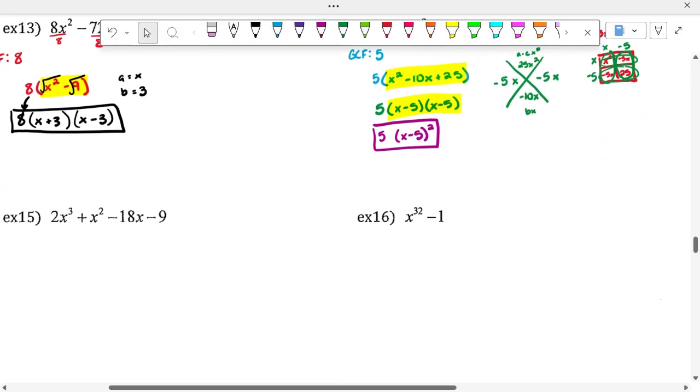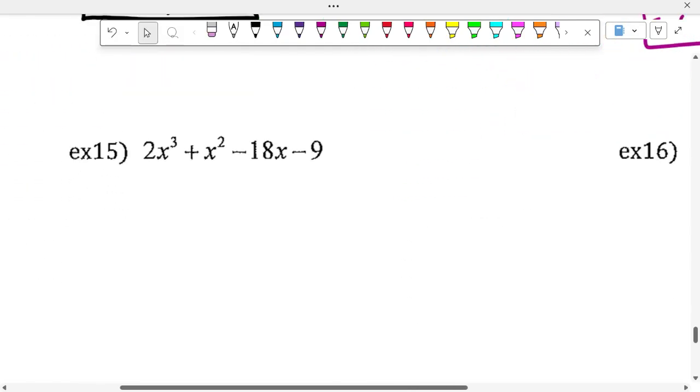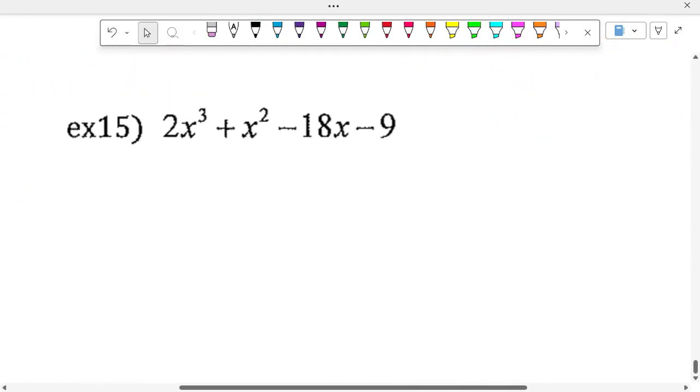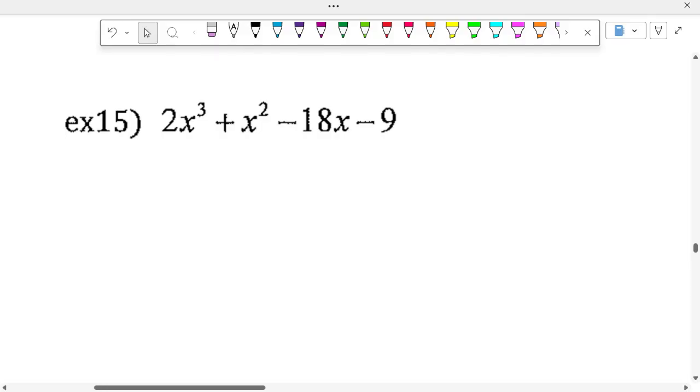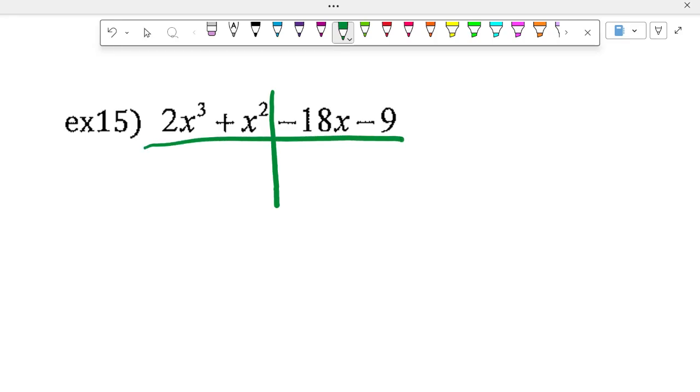All right. Let's look at this one. So, based off of how many terms there are, what do you think I'm going to be doing? Grouping. Good. So, I'm going to do T method for this one. Remember, you can also do this using reverse box. You could just go straight into reverse box.